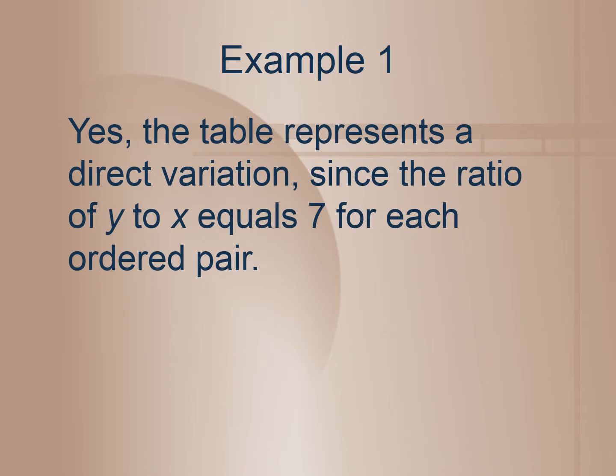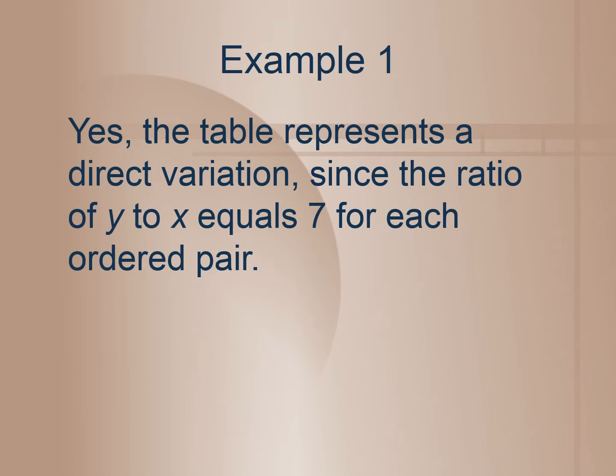I need you to go ahead and turn to your textbook on page 215, and we're looking at example 1. There's a table in example 1, and it's on the far right-hand side. And the question is, does the table represent a direct variation? And if it does, find the constant of variation and write the function rule. So if we're looking at the table, we notice that when x is 1, y is 7. When x is 2, y is 14. And when x is 3, y is 21. When x is 4, y is 28.